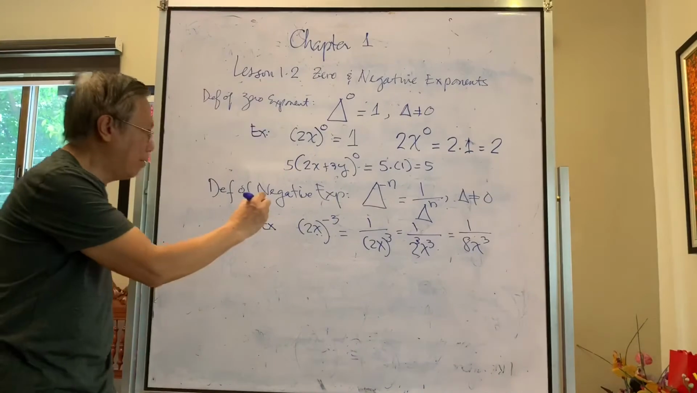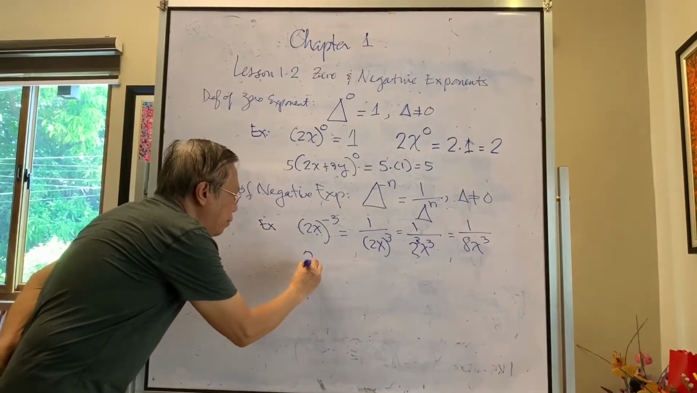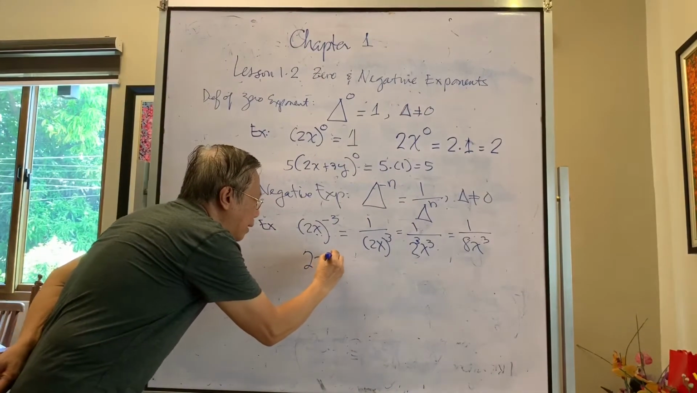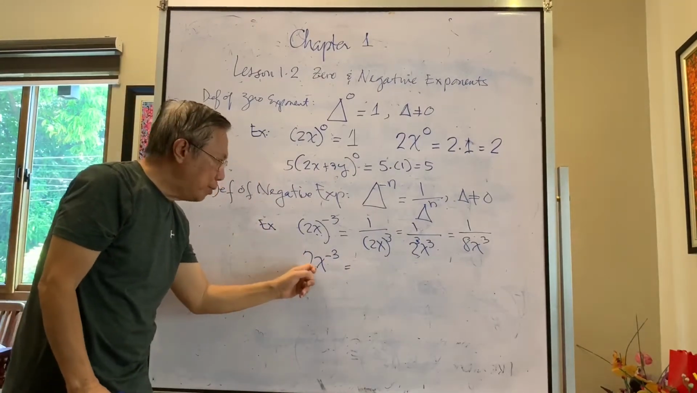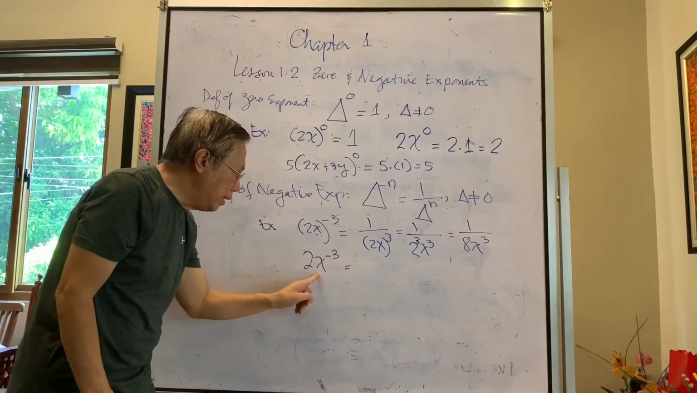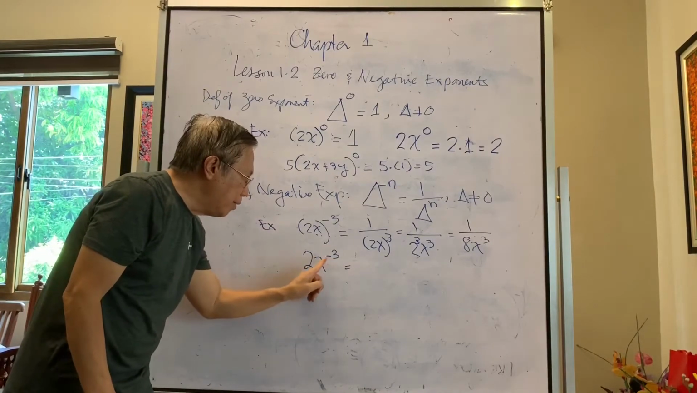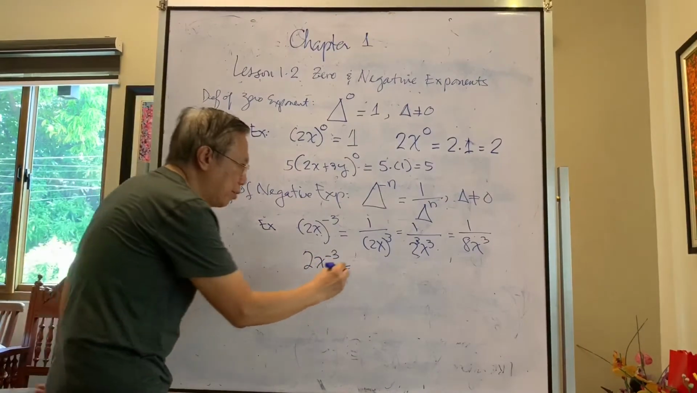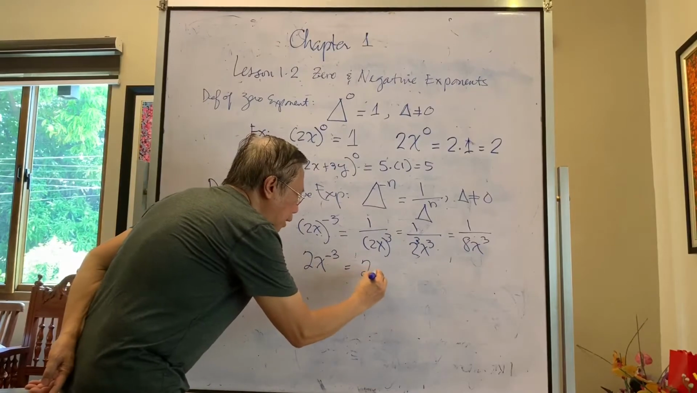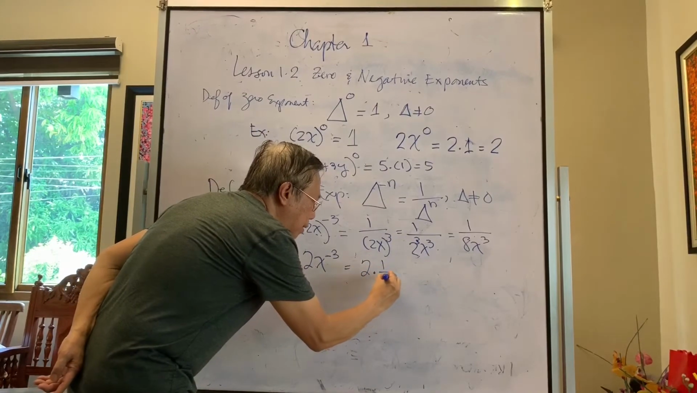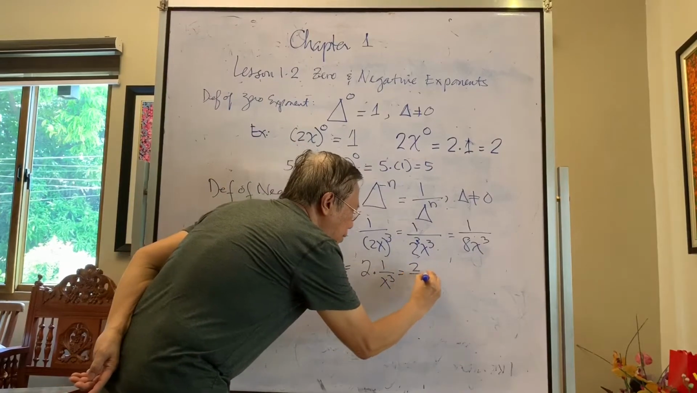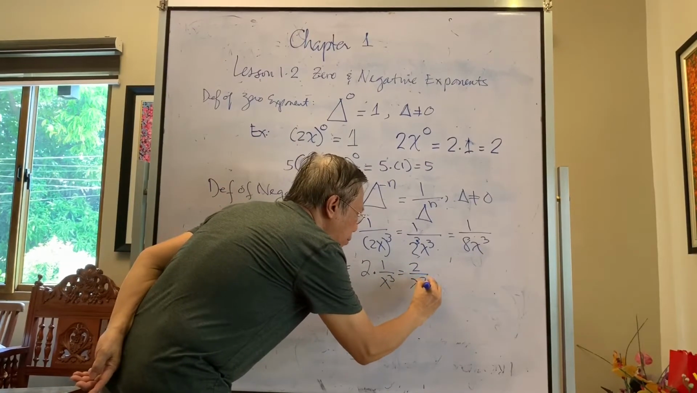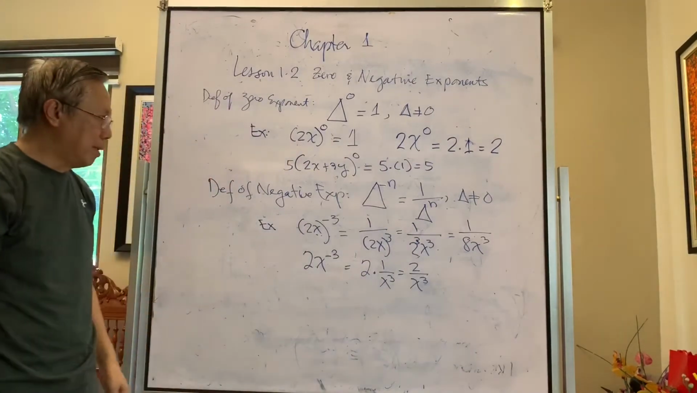Okay, now another example. Suppose we have here 2x to the negative 3. This is read as 2 times x to the negative 3. It's only this expression that is raised to a negative number. So we have here 2 times 1 over x cubed, and then we get here the definition of division. We can write that as 2 over x cubed.